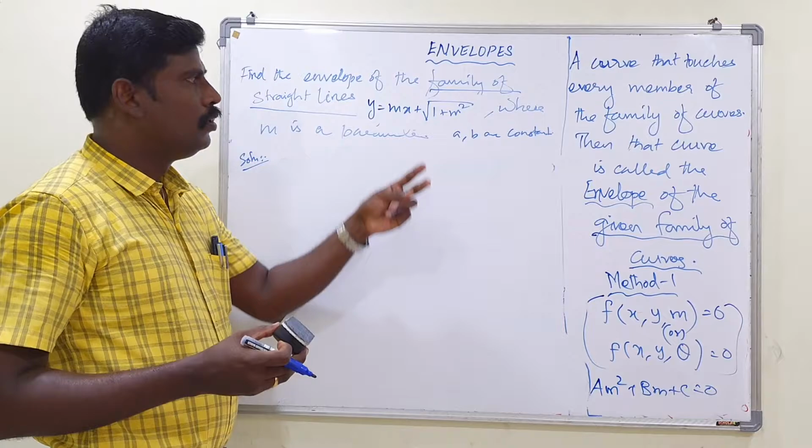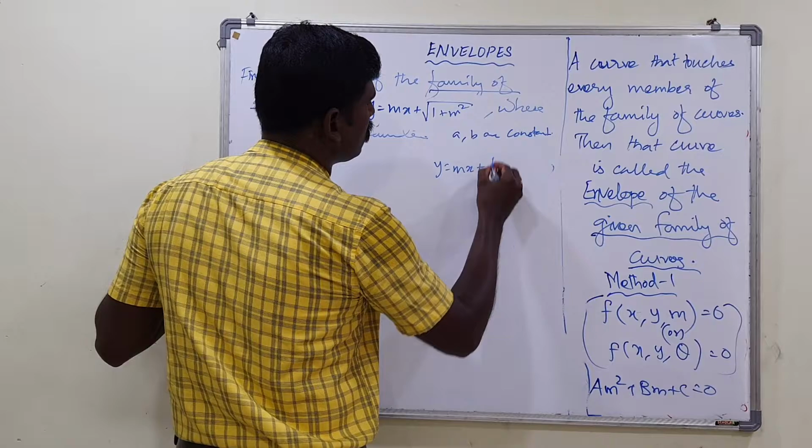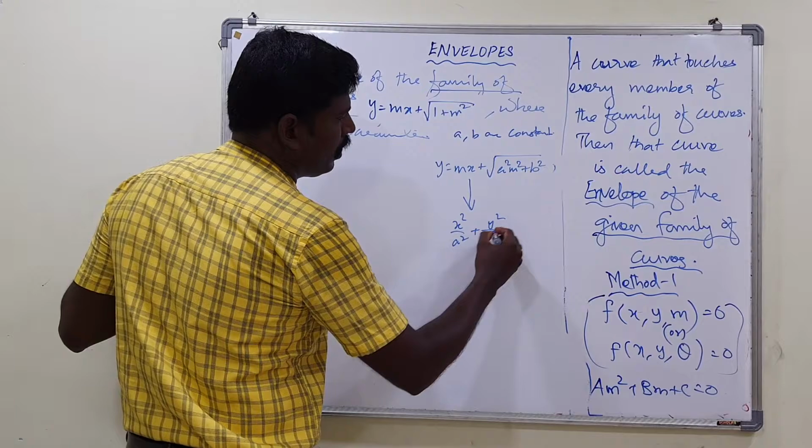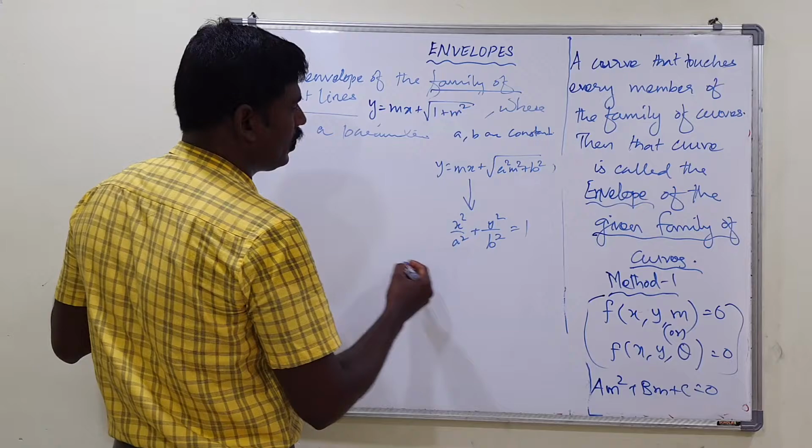y equal to mx plus root of a square m square plus b square. What is the envelope of this family of straight lines? x square by a square plus y square by b square is equal to 1. Now, taking a equal to b, what is this answer?